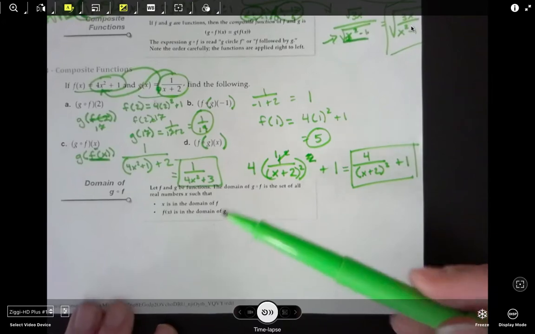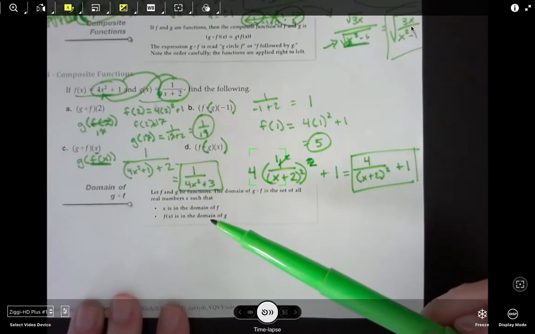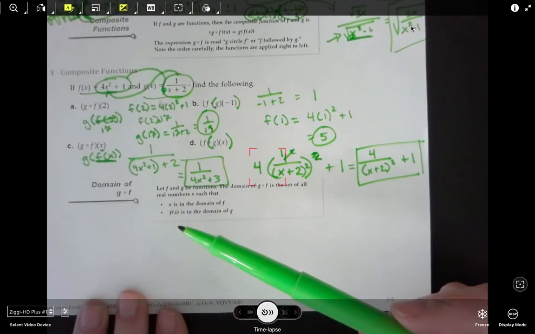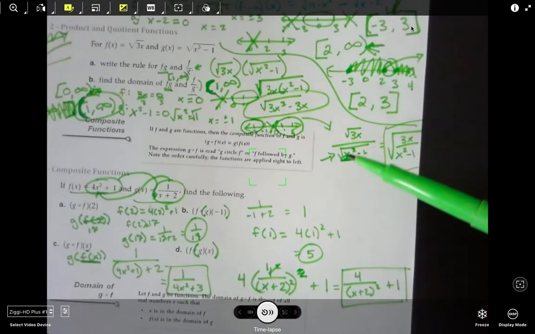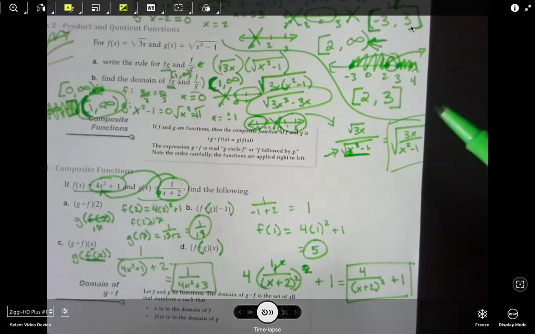They talk a little bit about the domain of g composed of f, and it basically just says start with g, start with f, find their domains, and then see if there's any extra things that you need to restrict domain from, kind of like we did with the denominator. Okay. So let's go to the back side.